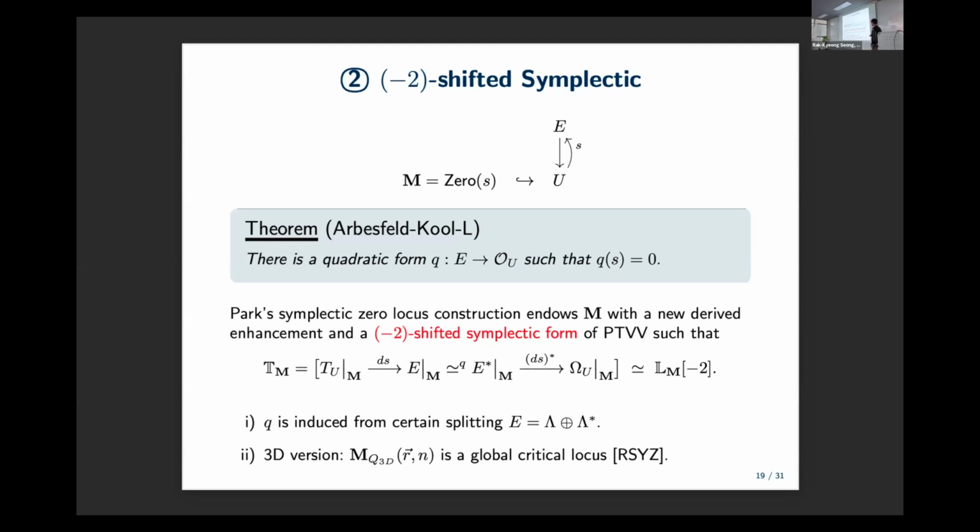And then there is a 3D version of the story. The 3D version is the same, but the additional structure that you have in the 3D case is that the bundle that's cutting out is actually the cotangent bundle of the ambient variety U. And then the section S is given by the differential of some function. And when your moduli space is given by that, that's called the global critical locus. And this was the content of Kiem–Li, Oh–Thomas, Joyce, Bussi, Brav, and others.